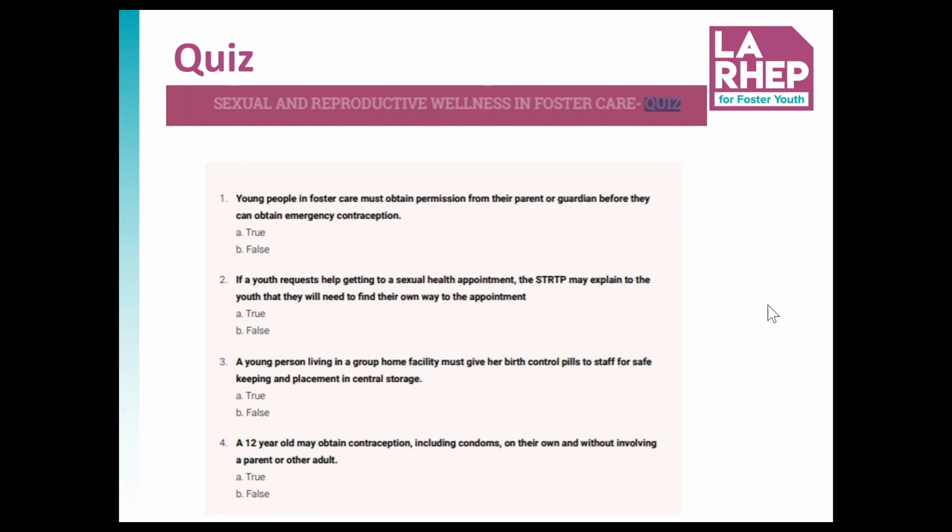Number two, if a youth requests help getting to a sexual health appointment, the STRTP may explain to the youth that they will need to find their own way to the appointment. Three, a young person living in a group home facility must give her birth control pills to staff for safekeeping and placement in central storage. And four, a 12-year-old may obtain contraception, including condoms, on their own and without involving a parent or other adult. These are the kind of questions that you will know the answers to once you've completed the training.